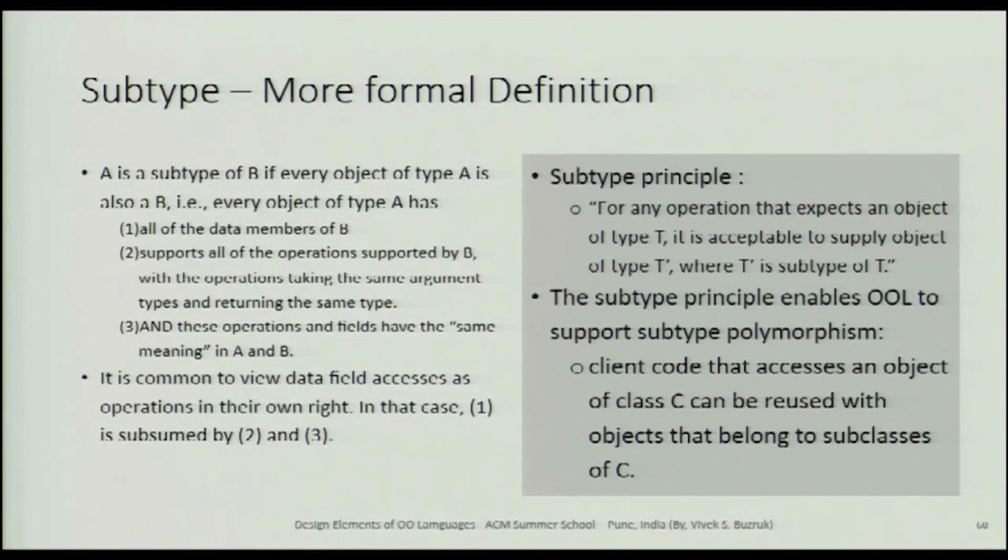So what actually is the subtype principle as such? That is very important for us to really understand here. For any operation that expects an object of type T, it is acceptable to supply an object of type T dash, where T dash is a subtype of T. Now this is where we are saying that if withdraw, instead of taking account as a parameter, it will take savings as a parameter, because savings is a subtype of account.